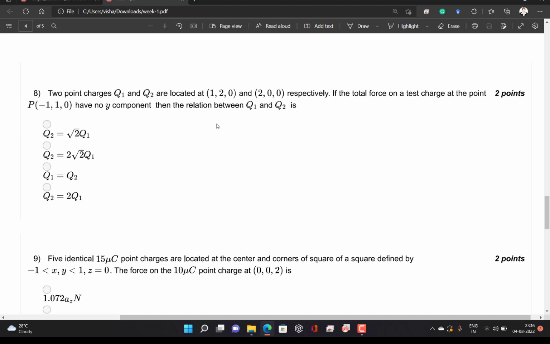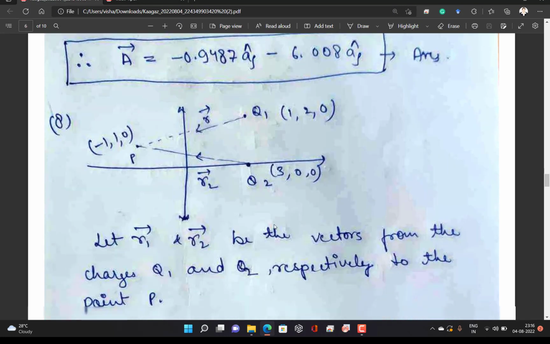First we have to find the force on the test charge, let's take it as Q, due to Q1 and Q2. Then, when we get that force, we can equate the y component of that force to 0, and then we can find the relation between Q1 and Q2. So let's try to solve the question.